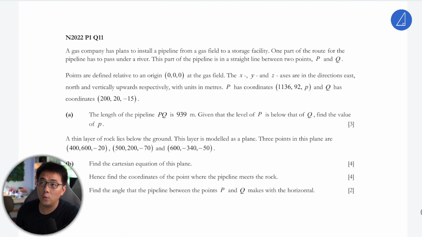Hi students, let's look at this question on vectors taken from the year 2022 paper 1 question 11 from the H2 math paper. So let's see if we can do this proficiently.